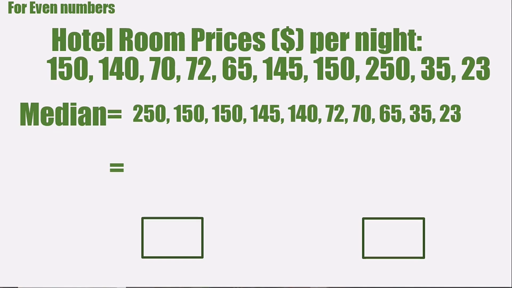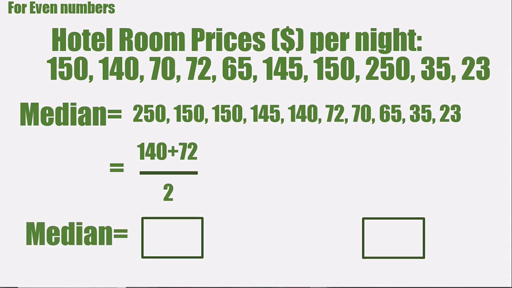Now for the case of an even number, there's actually no one value at the center of the data set. For our case here, there are two values: 140 and 72. So those two values will be the values in our center. Now for you to get the median, you get the mean of those two values. For our case, we sum up those two values, then you divide by 2. And when you do that, you get the median of 106. So that's the median of that data set.